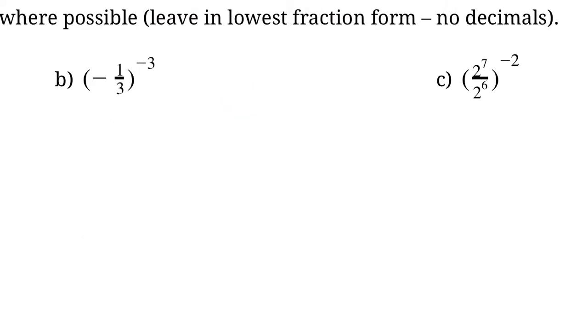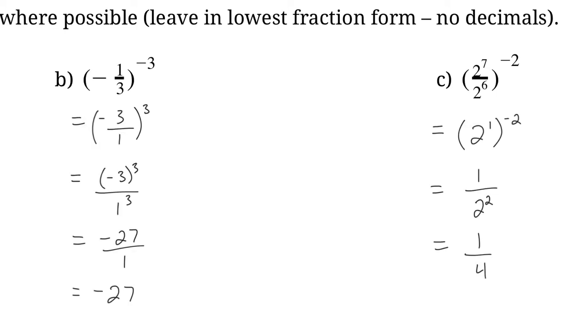And now you can pause the video and try these two questions on your own. So here are my solutions, and again, you may have taken a different route than me, but you should get the same final answer. So in my first one, I flipped this. I took the reciprocal, and it now has a positive exponent. And I apply that exponent to both the numerator and denominator, so negative 3 cubed is negative 27, and 1 cubed is 1, so this is just negative 27.